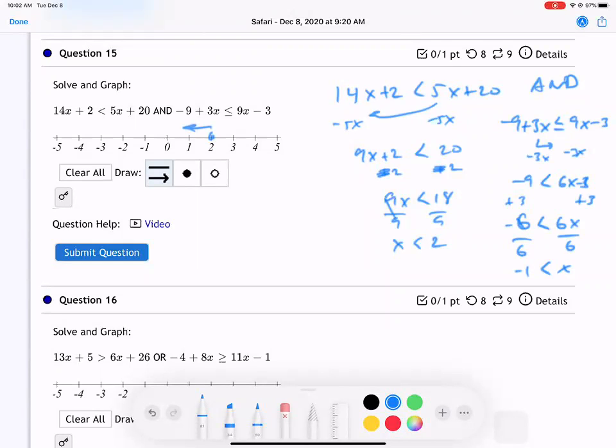Wait, did I make a mistake someplace? Less than or equal to? Okay, so x is greater than negative 1. So here's negative 1, we'll be solid. X is greater than. So we're stuck between our hollow at 2 and solid at negative 1. That's how we're going to graph it. You put a solid dot on negative 1 and a hollow dot on 2, and then draw a line in between.